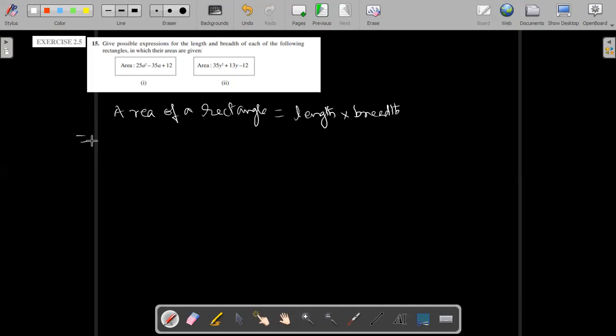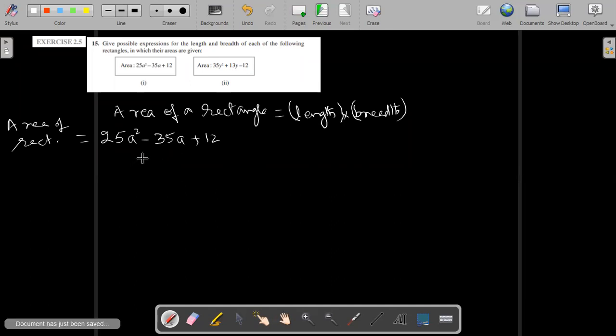So the area of the rectangle here is given as 25a square minus 35a plus 12. Okay, so this shows that the area should be written in factors, two factors. If we convert it into two factors, one factor will be the length and another factor will be the breadth. Okay, so we have to do it by splitting the middle term.